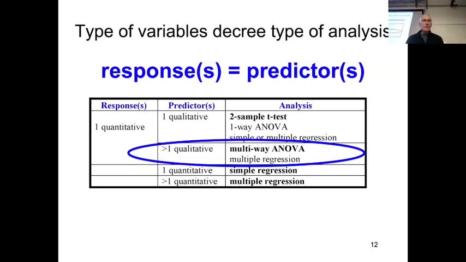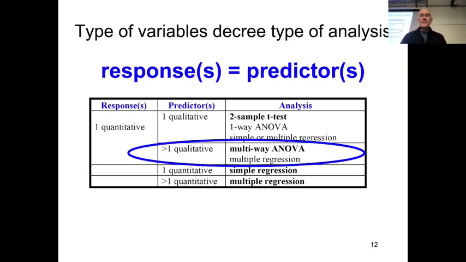So multi-way ANOVA comes in all sorts of different forms, but basically we're sticking with the one quantitative response variable, and we've got more than one categorical predictor variable. And that's why, by the way, I forced everybody to make sure they had the response variable and more than one categorical predictor. So you could do multi-way ANOVA with your data to see how things came out.